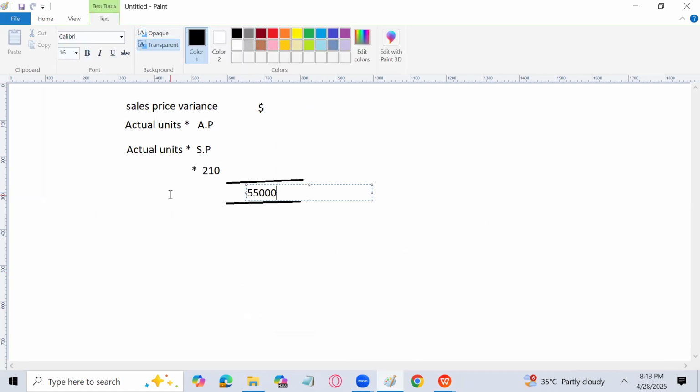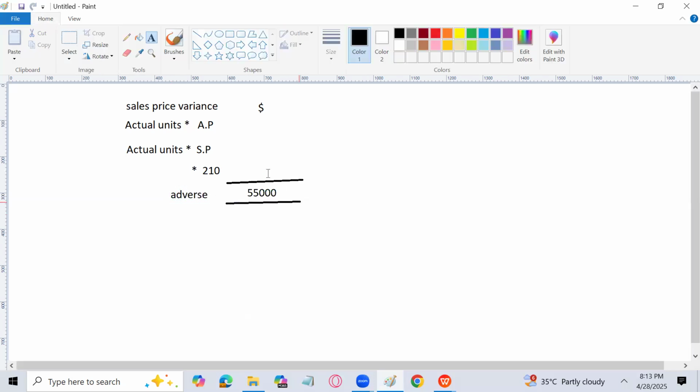Adverse means that the answer is going to be negative, meaning actual units into actual price is less than actual units into standard price. Or you can say it is adverse because the actual price is less than the standard price, or the standard price is more than the actual price. That means we are selling the product at a lesser price than what it should have been sold. Okay, now let's move forward.